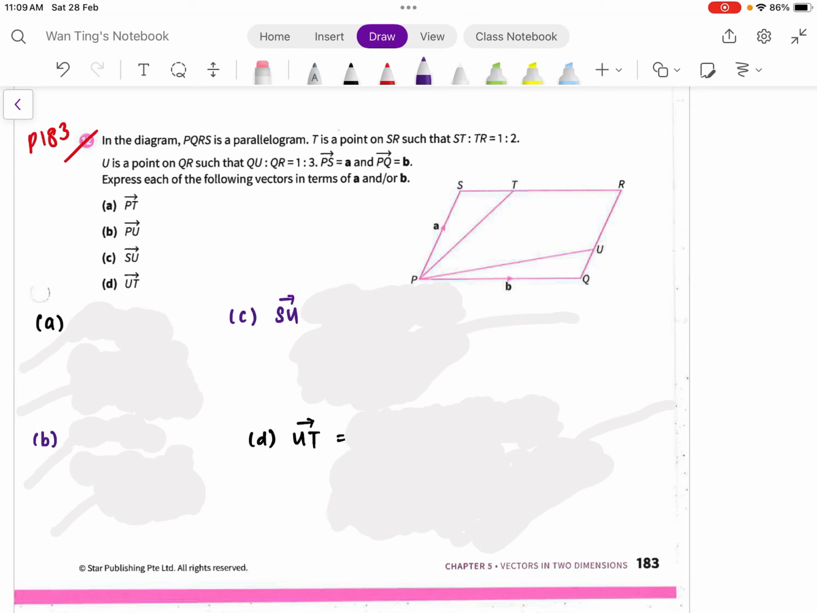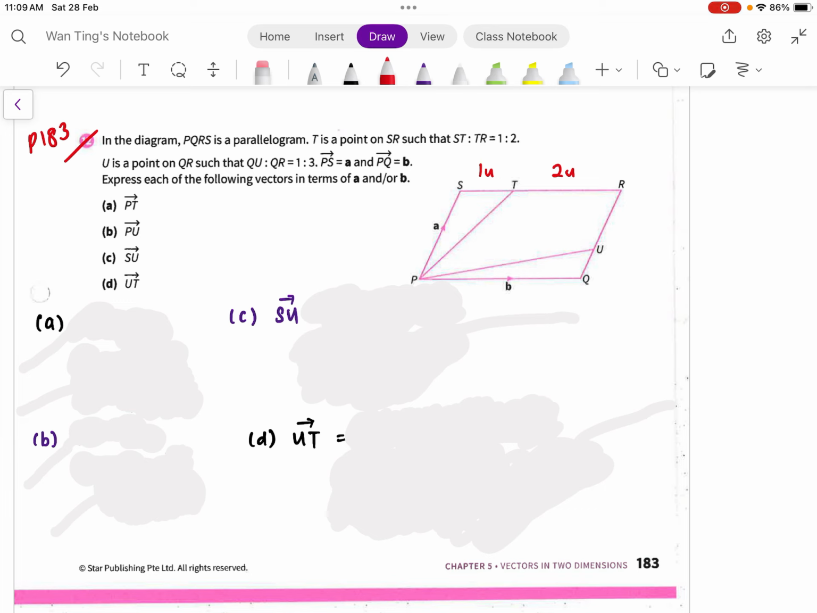This is page 183, question 12. In the diagram, PQRS is a parallelogram. T is a point on SR such that ST:TR is 1:2. So what I will do is write down 1 unit, 2 units.